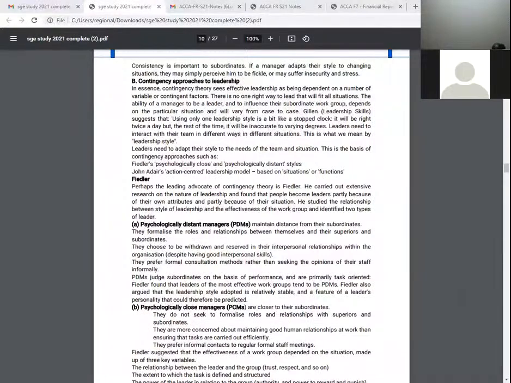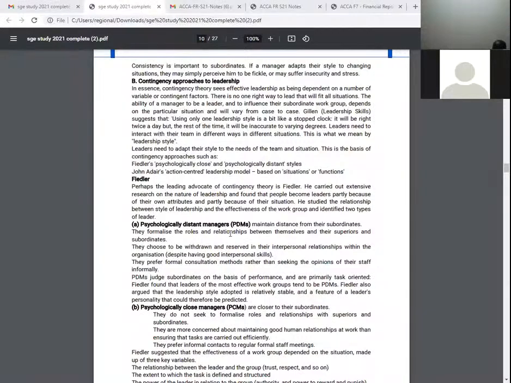Psychologically distant managers maintain distance from their subordinates. They formalize their roles and relationships between themselves, their superiors and the subordinates. They choose to be withdrawn and reserved in their interpersonal relationships, despite having good interpersonal skills. They prefer formal consultation methods rather than seeking the opinions of their staff informally. PDMs judge subordinates on the basis of performance and are primarily task-oriented.